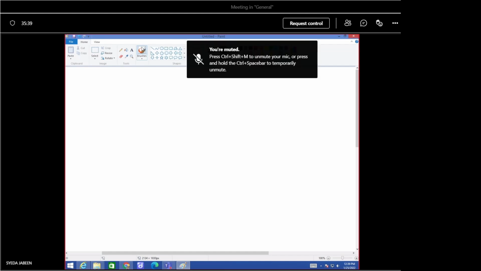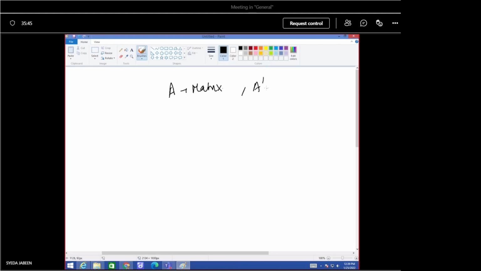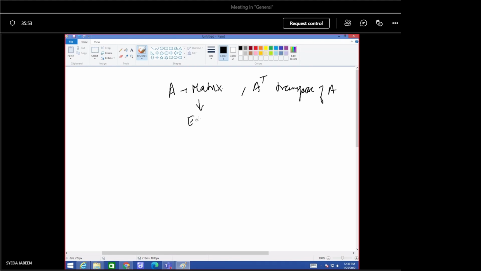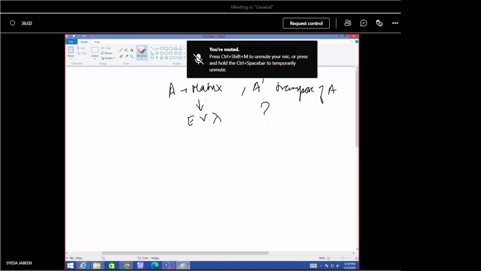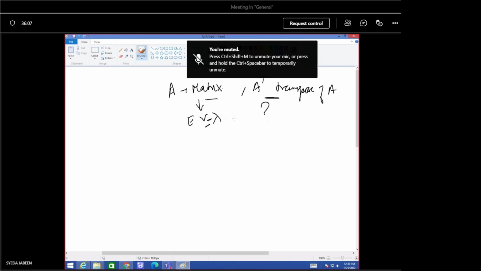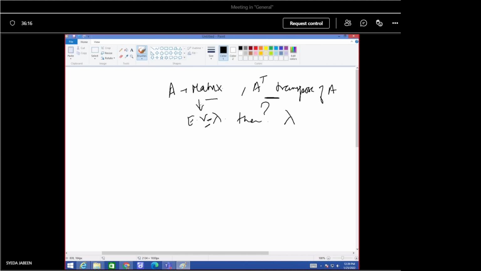Like if you have a matrix A, and A transpose is the transpose of this matrix, and this matrix A has eigenvalue lambda, what is the eigenvalue of this A transpose? The eigenvalue of this matrix A is lambda, then this also has the same eigenvalue. These are also given in the book which I have uploaded. So if the eigenvalue of the matrix A is lambda, then the eigenvalue of the transpose is also lambda.